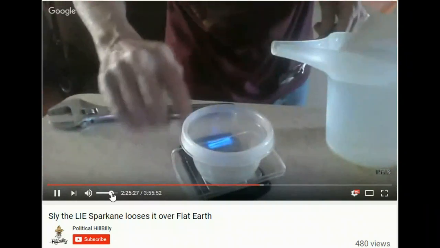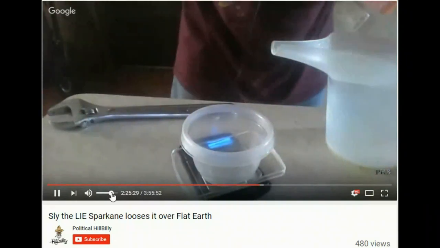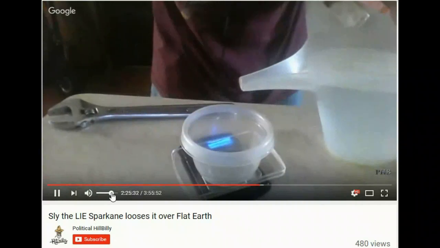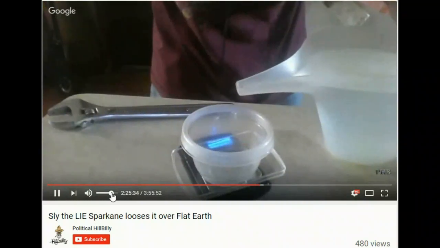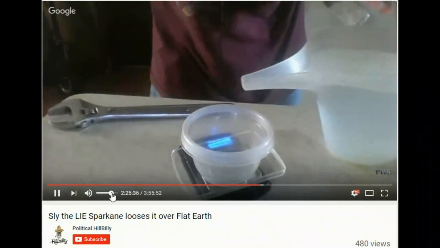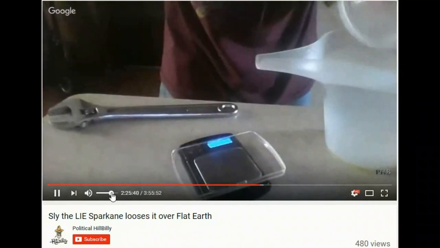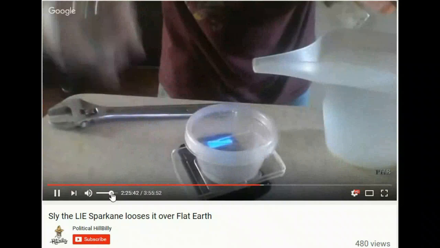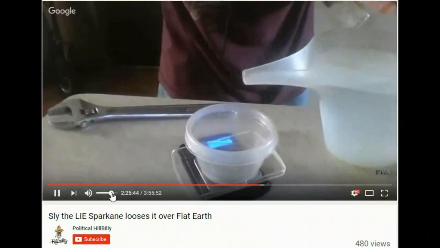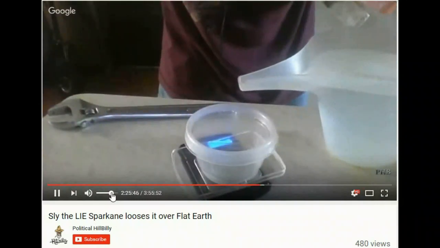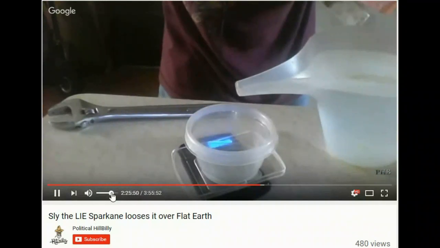Okay, we're back at 0.0. Get the water close enough to the edge. All right. Nice start. 0.0. All right, water's right at the edge.